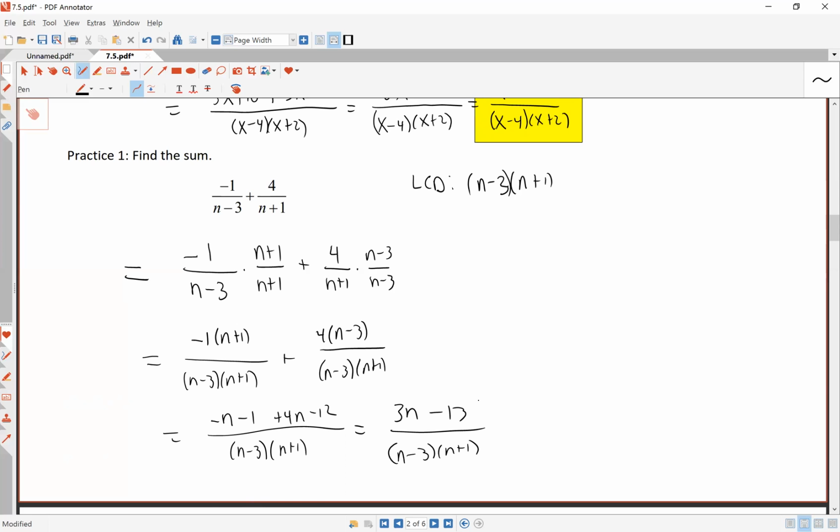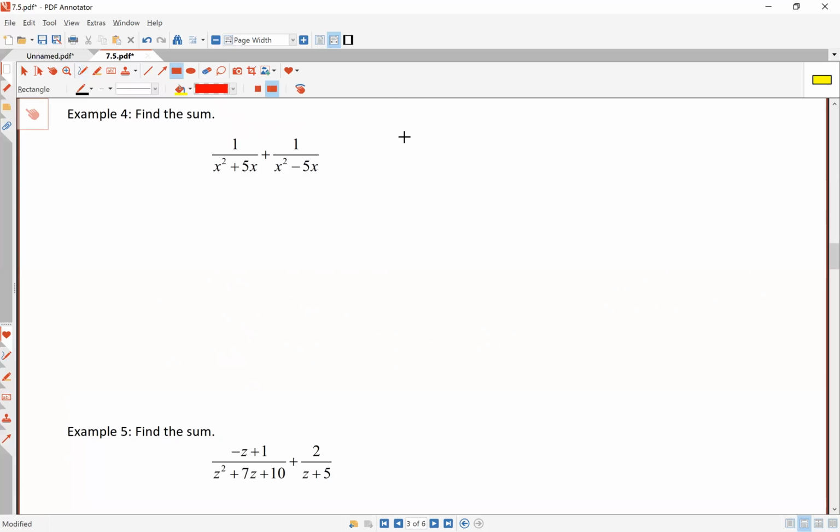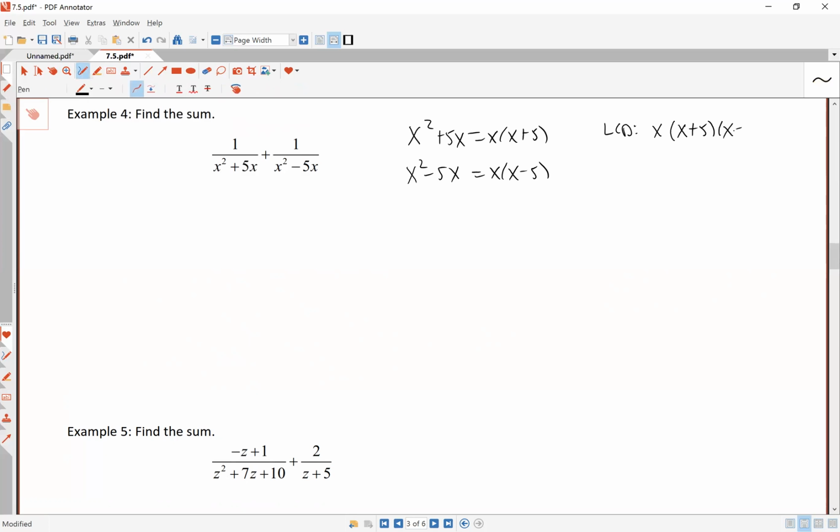Example 4. Now we have some denominators that have something in common. x squared plus 5x is x times x plus 5, and x squared minus 5x is x times x minus 5. Our LCD then has to have all those different factors: an x, an x plus 5, and an x minus 5.